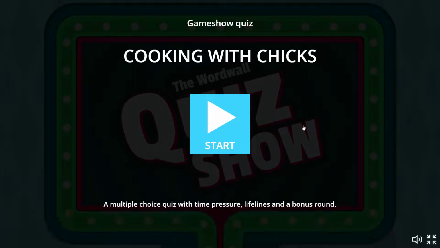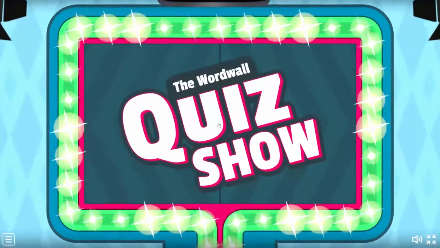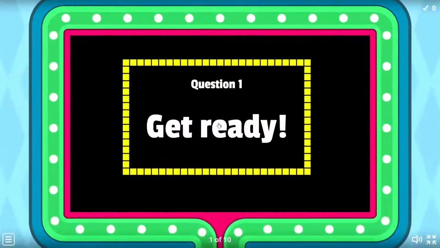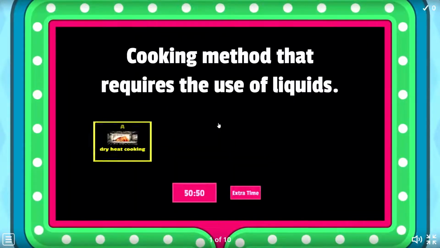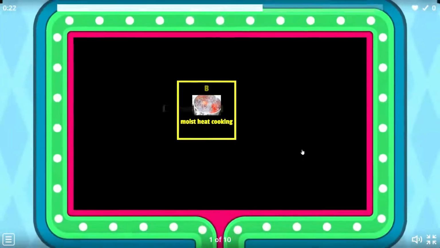Okay, for our evaluation, we have cooking with chicks. So let us start. Cooking method that requires the use of liquids. Is it dry heat, moist heat cooking, straining, or washing? So the answer is moist heat cooking.